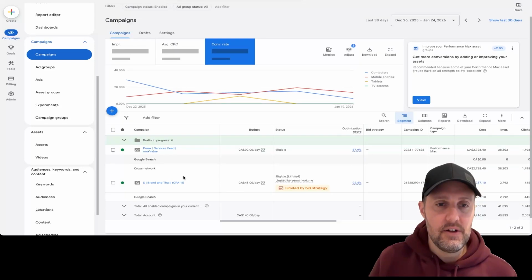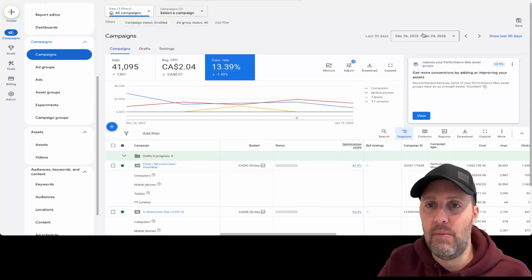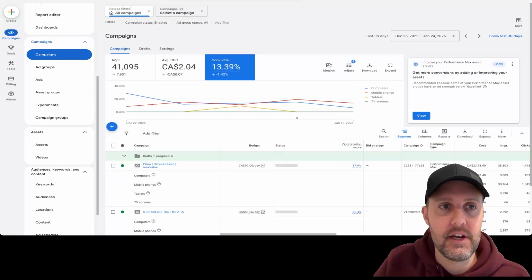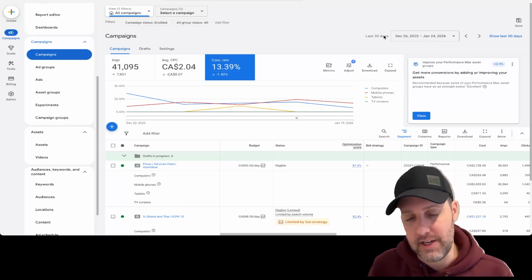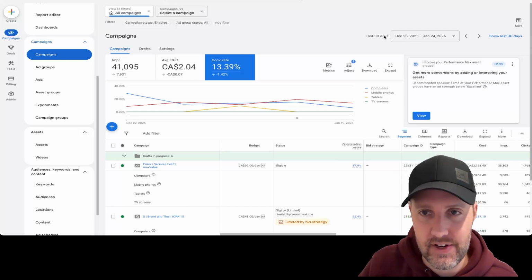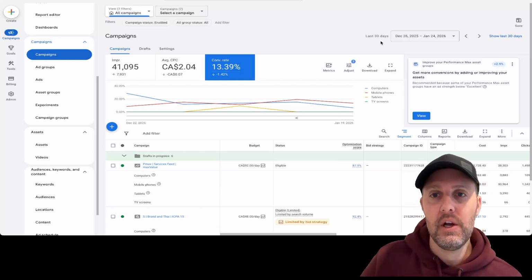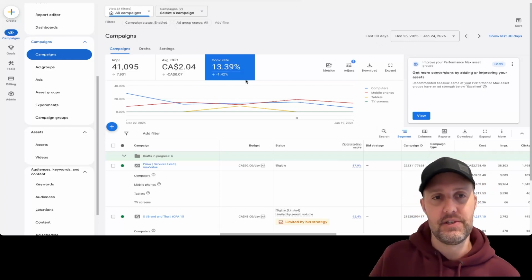I want to make sure you're looking at a meaningful period. This is the first thing that I want to suggest when we're looking at performance: don't look at 1 day, 2 days, even 7 days is a very, very narrow window. Let's take a look at 30 days of performance as a baseline.